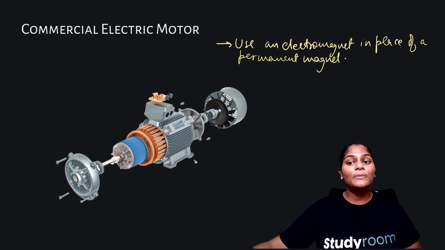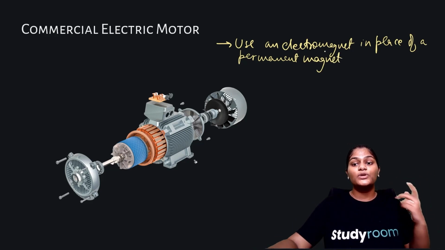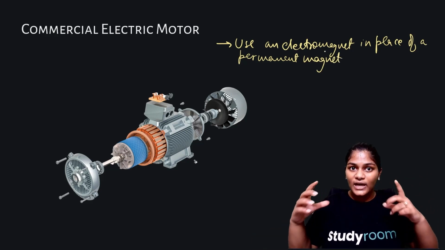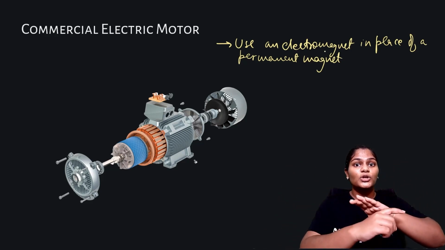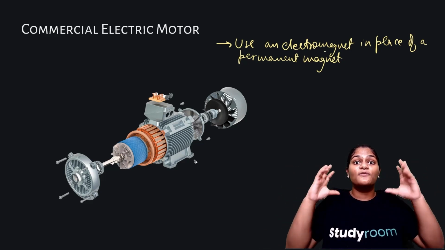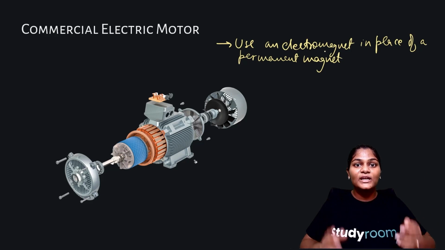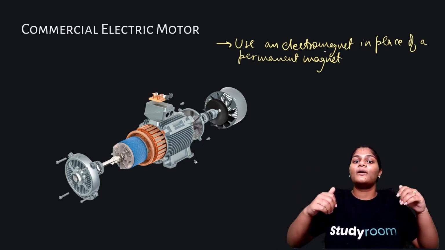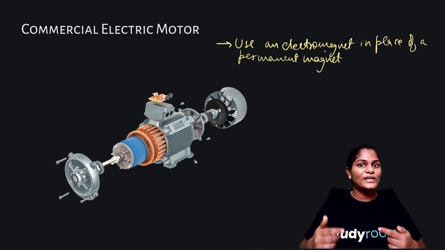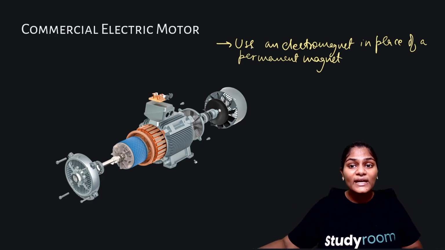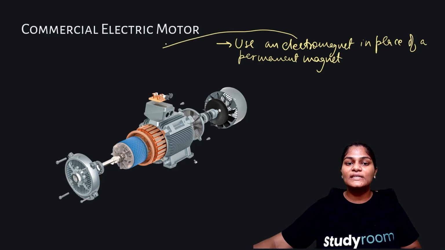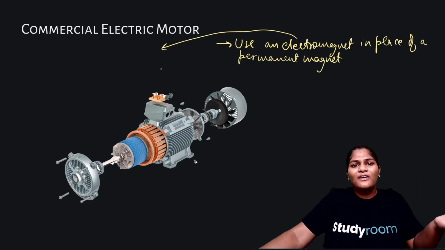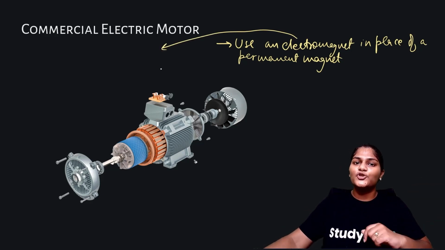What is an electromagnet? You had studied that when you keep a magnetic material like a soft iron core inside a solenoid so that it is exposed to a very strong uniform magnetic field, that piece of magnetic material actually starts behaving like a magnet, which is known as an electromagnet. Now, why is an electromagnet preferred? Can someone think about it? We have permanent magnets. Why do you need electromagnets?